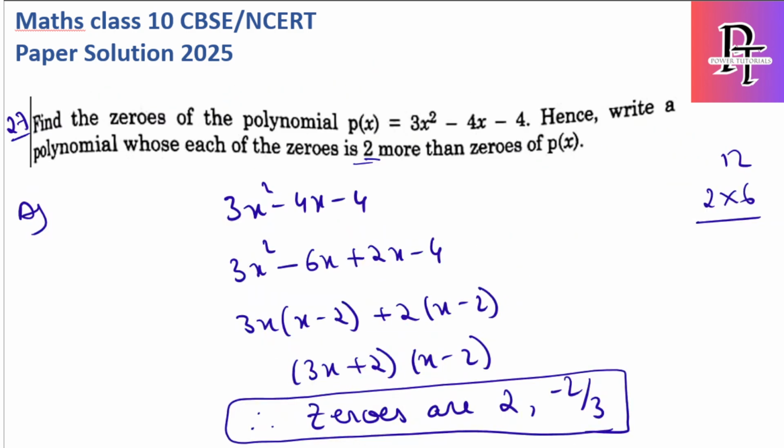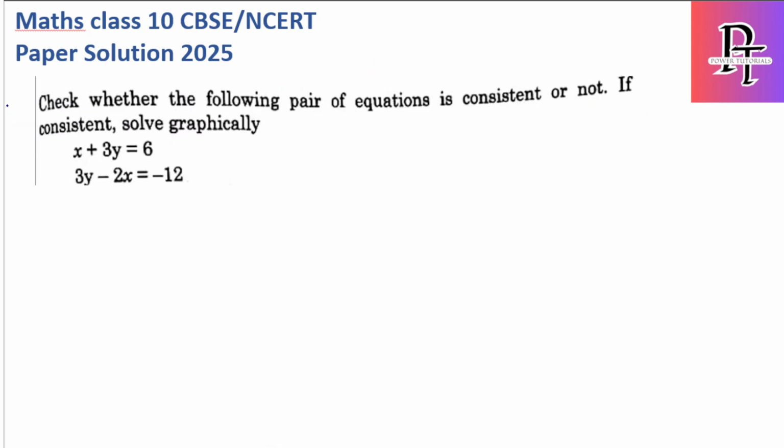So this is the 28th question. What is the question they're asking? Check whether the following pair of equations is consistent or not. If consistent, you have to solve graphically. Okay, so graphically here, let's find whether consistent or not first. So the relation is easy. We have to just find a1 by a2, b1 by b2, and c1 by c2.